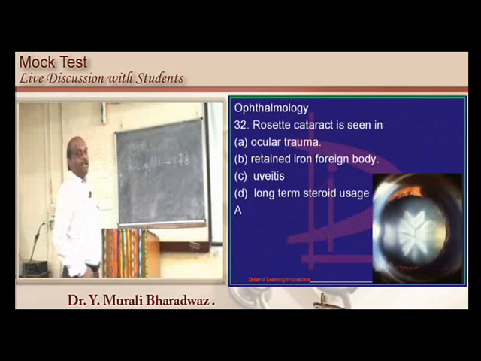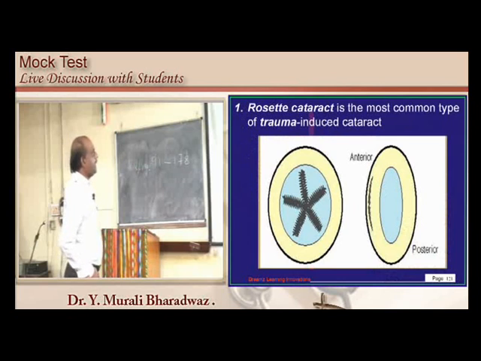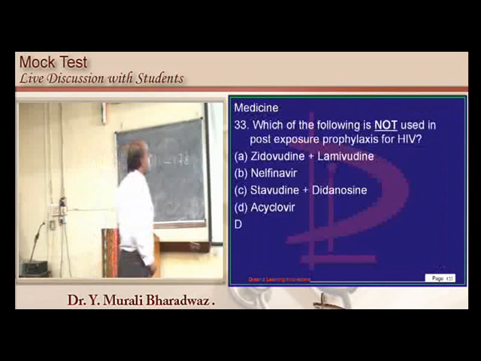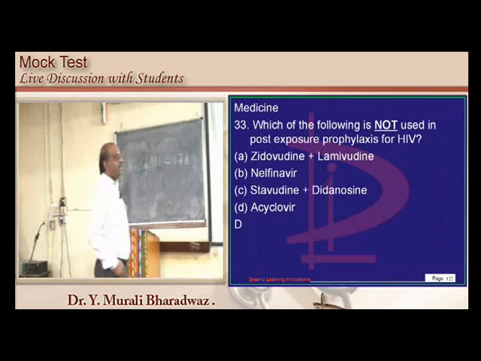Then rosette cataract is what you see with ocular trauma. It is the most common type of trauma induced cataract. We use stavudine, nelfinavir, zidovudine, lamivudine, but not acyclovir in the prophylaxis of HIV, as all of you agree with me.